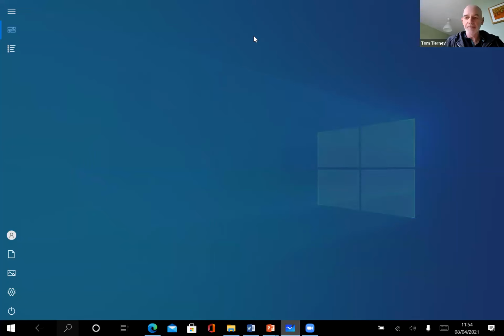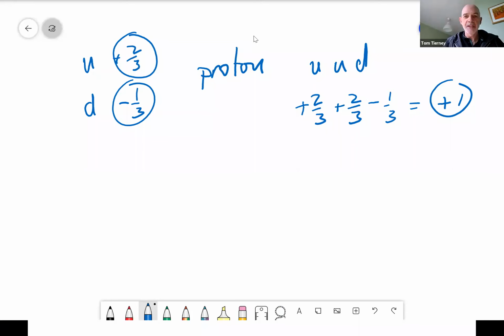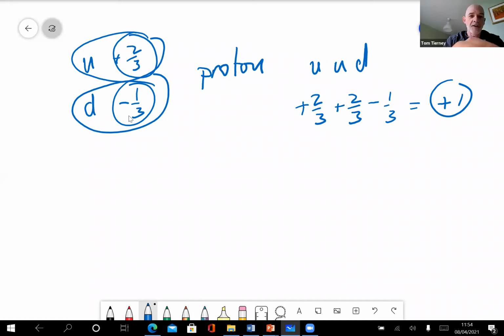Okay, so you've got the up and down quarks, and their charges are given in the table. So you have this information over here. The proton is up, up, down. So it's the charge of +2/3, +2/3, -1/3, giving you the proton of +1. Now, other combinations could give you a charge of +1, but they'd have different mass.